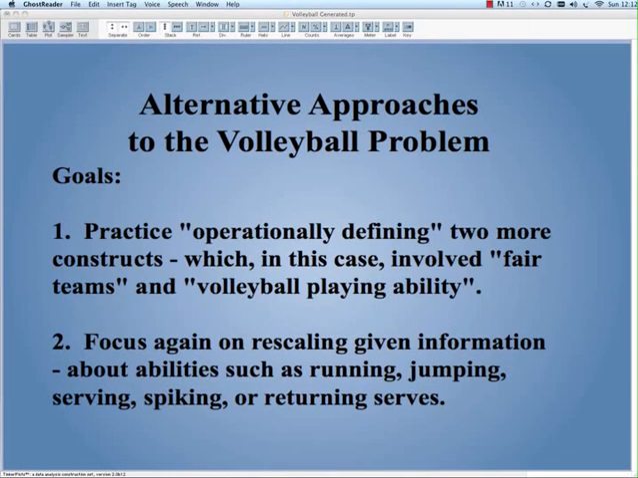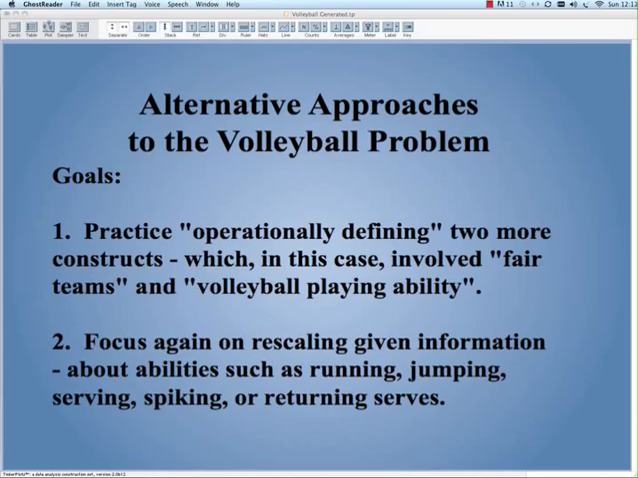The goal of the volleyball problem was to revisit two topics. First, operational definitions. Second, rescaling. In the case of the volleyball problem, the constructs that needed to be operationally defined were fair teams and volleyball playing ability. And rescaling involved measures about running, jumping, serving, spiking, and returning serves.